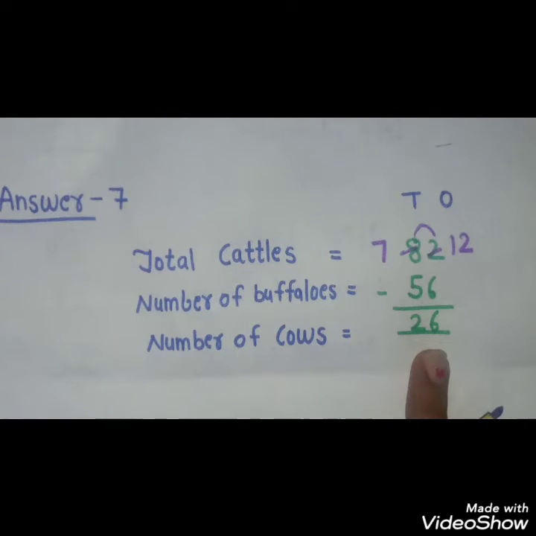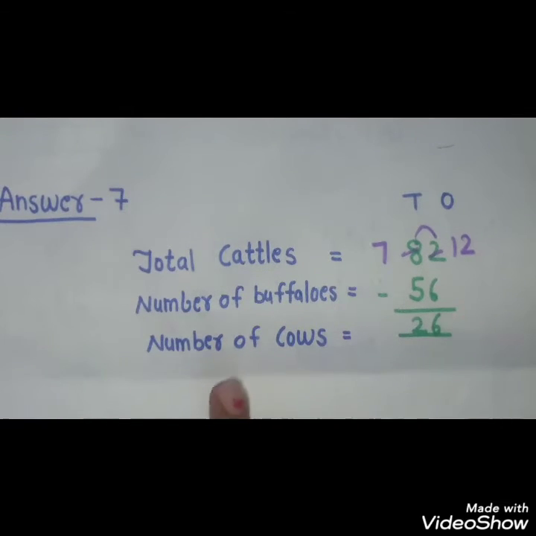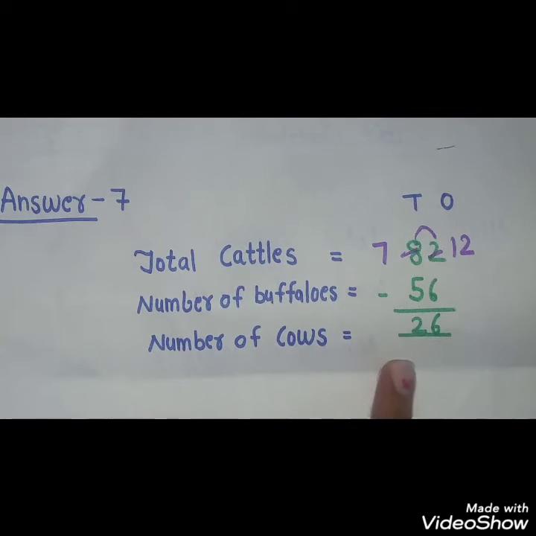Now students, firstly you have to decide what has been given in the question and write it, and after that you decide what is asked in the question. So students, in this question you have to find out the number of cows, that is 26.